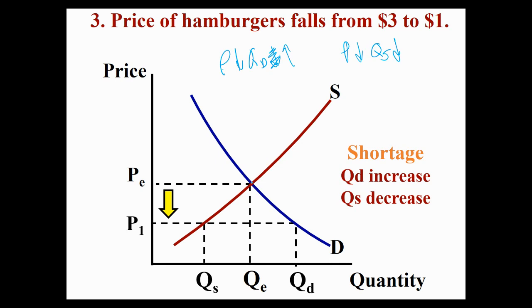So if we look, the quantity demanded goes to here, and the quantity supplied slides down to here. So what do we see happening here? We see a shortage. This would be like if there's a sale, a Black Friday, Christmas sales, right? This is why stores run out of stuff. They put a price well below the market price.